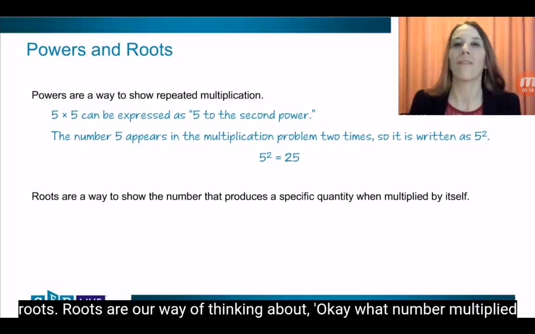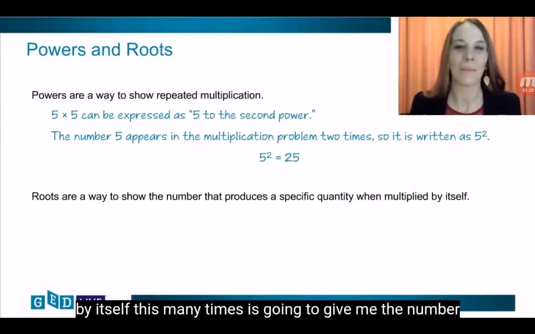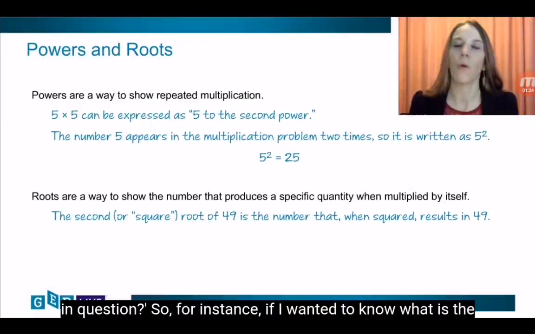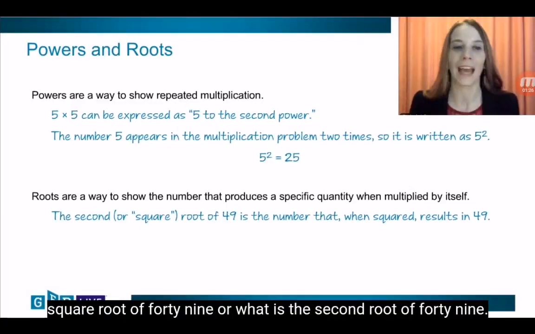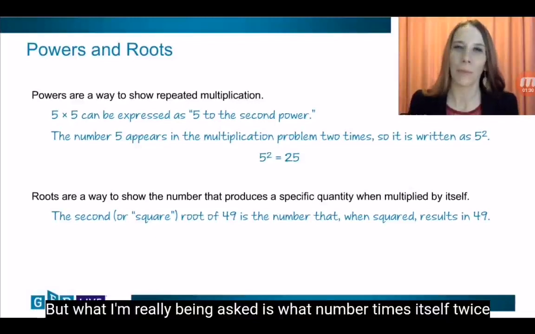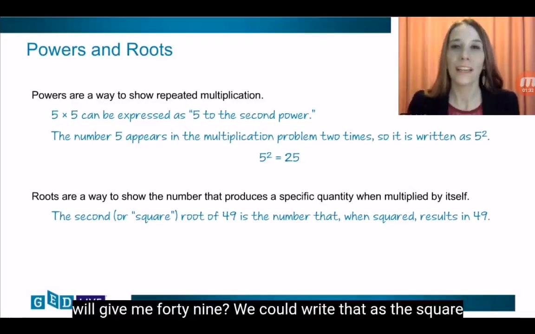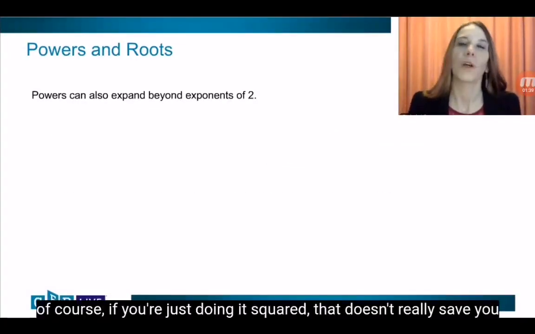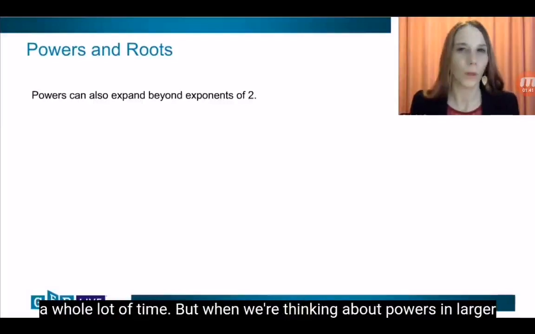Now you can go the other way by looking at roots. Roots are a way of thinking about, okay, what number multiplied by itself this many times is going to give me the number in question. So for instance, if I wanted to know what is the square root of 49, or the second root of 49, what I'm really being asked is what number times itself twice will give me 49? And we could write that as the square root of 49 equals 7.